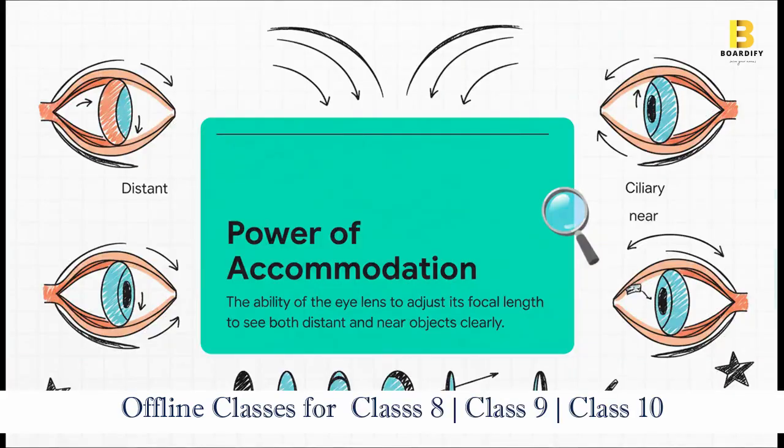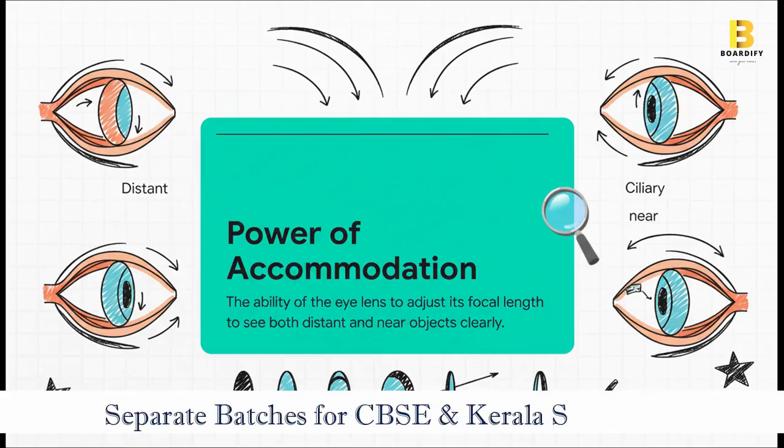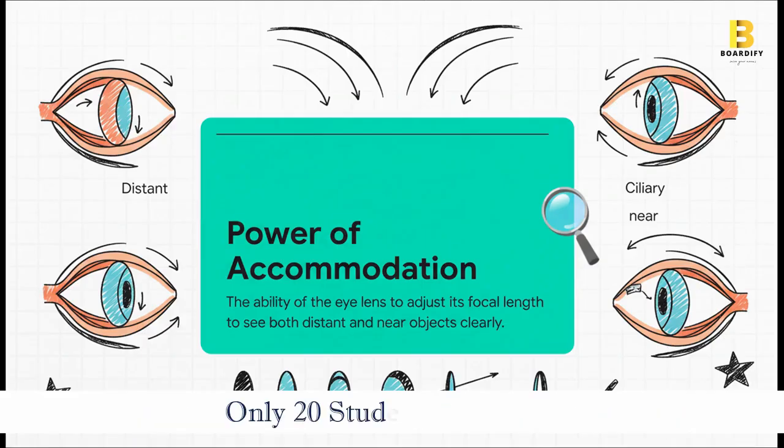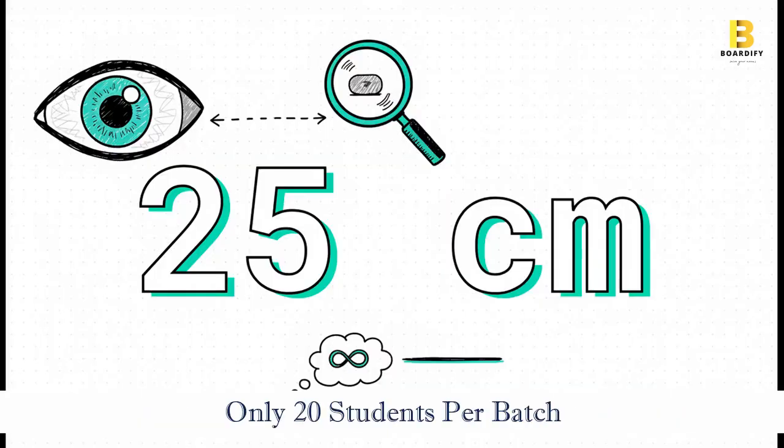Okay, this term is a big one for your exam, so listen up. Power of accommodation. What is it? Well, it's basically your eye's built-in super fast autofocus. These tiny things called ciliary muscles change the shape of your lens, which adjusts the focal length. This lets you clearly see things that are close up and things that are far away. Definitely know this definition.